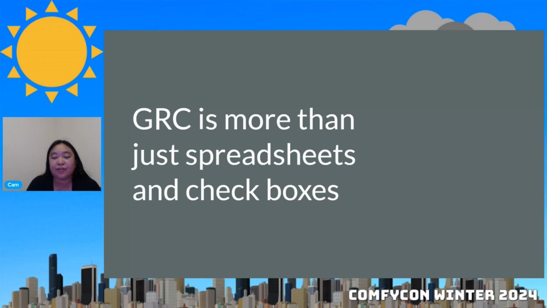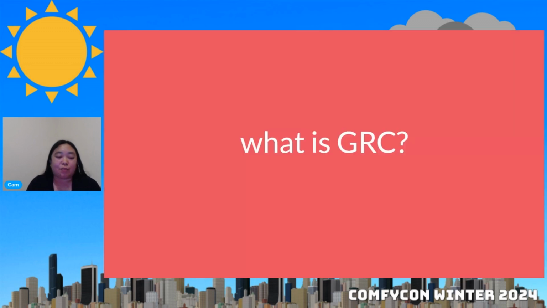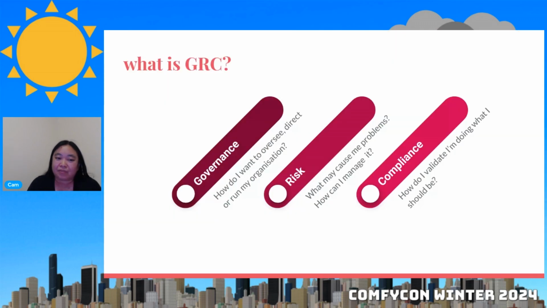Before we get to that though, let's go back to the beginning and talk about what is GRC. So governance, risk, compliance. You can break it down into a few simple questions to think about. Governance, when you're looking at it as an organization: how do I want my organization to run? How do I want to direct it? How do I want to oversee it? What are the ways that I want that organization to operate?